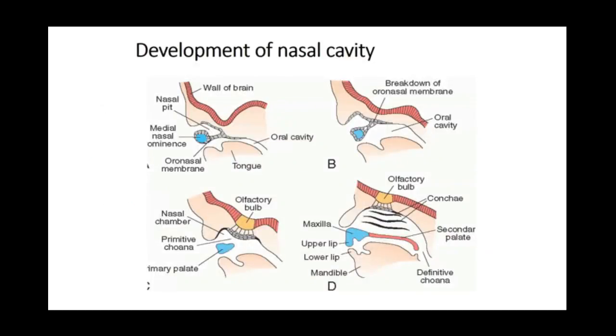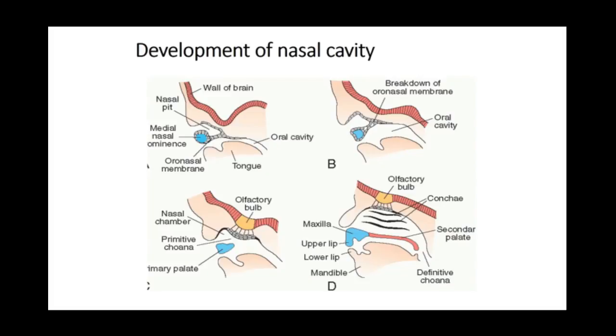Then is the development of the nasal cavity. That was the outer nose that is formed. This is the nasal pit, which had on its sides the formation of the medial and the lateral prominences. This is going to deepen down. Above you can see the wall of the brain, and this is above the oral cavity. Below this you have the oral cavity, and this is the development of the tongue. And this is the oropharyngeal membrane that is separating the nasal cavity from the oral cavity.